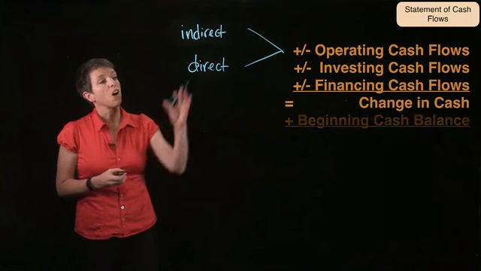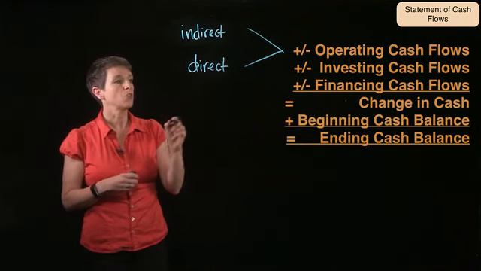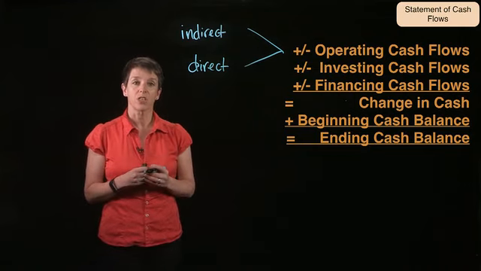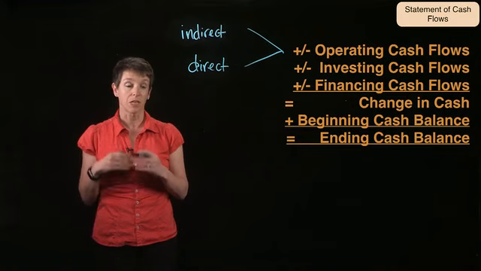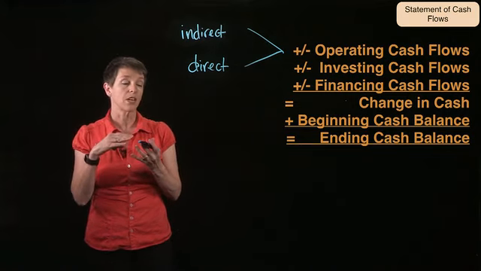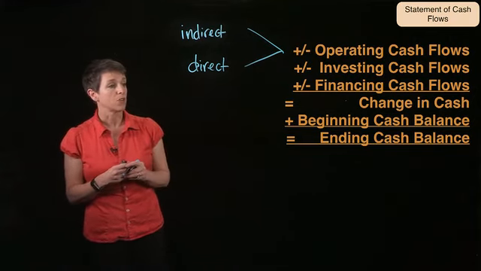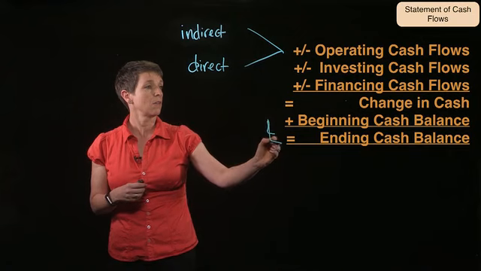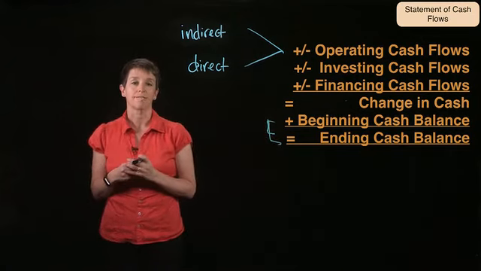Once we've looked at all three sections, we can add them together to give us the total change in cash for the period. We then combine that total change in cash with the beginning cash balance as of the beginning of the year, and the two of those together give us the ending cash balance for the year. Both of those numbers, the beginning and ending cash balances, will show up on our balance sheet.